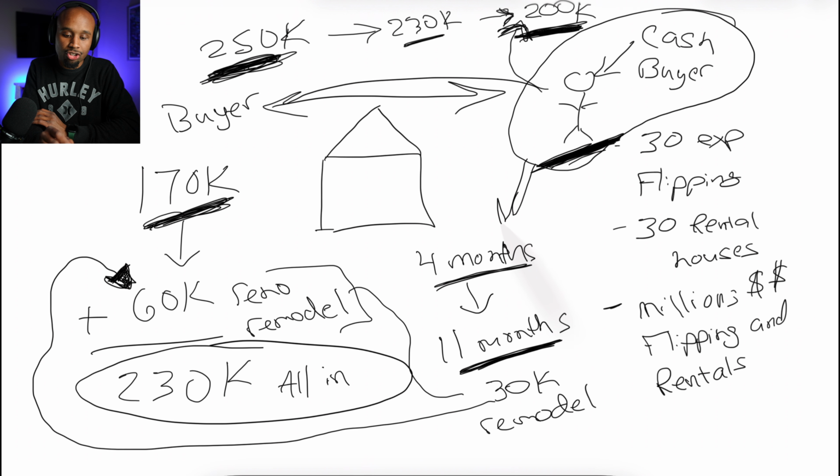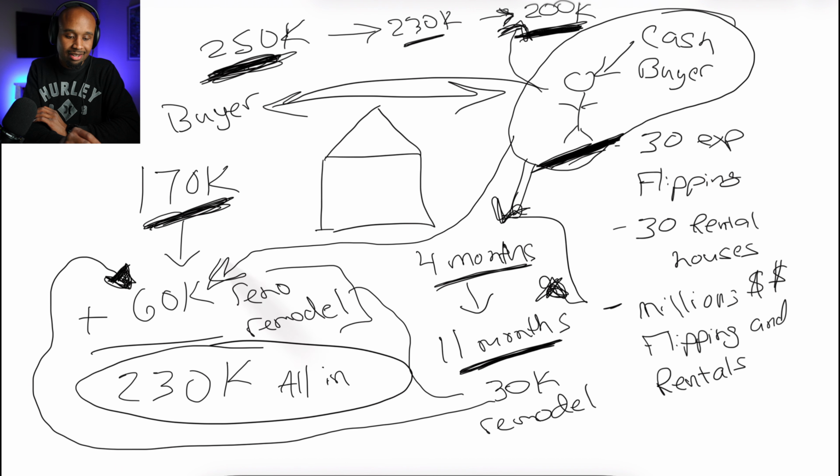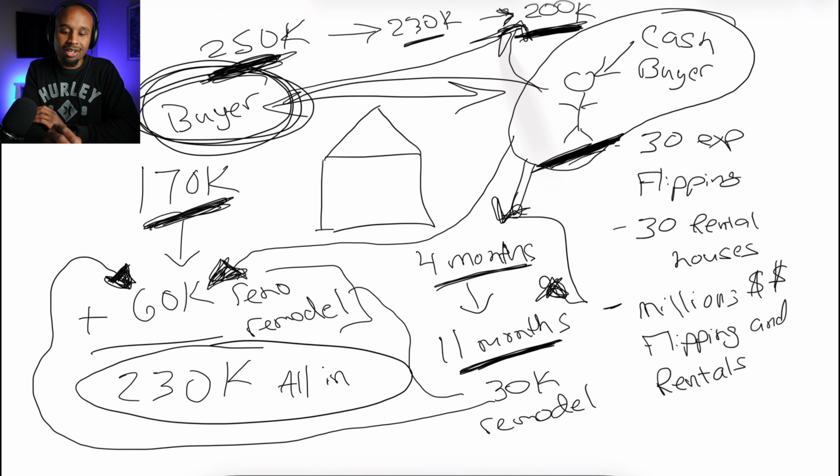He had this property for so long, 11 months. He already went over budget with the remodel. All these things came into play and worked in favor for the new buyer. So this guy right here bought the house at 200K, and my cash buyer put 230 in. He's 230 all in, you know what I mean? And this buyer offered to pay for the closing costs. I mean, he's getting a great deal.